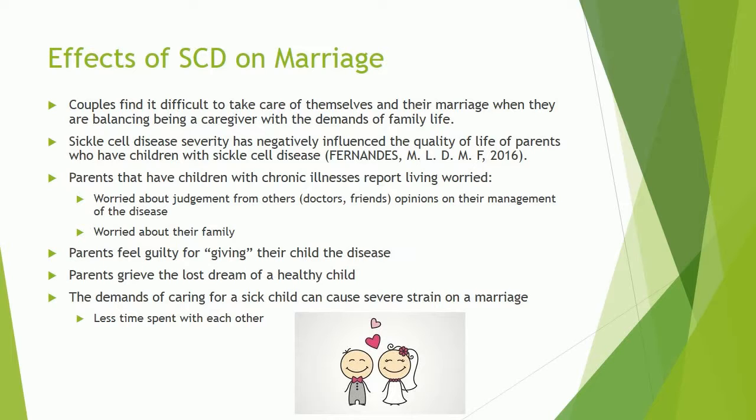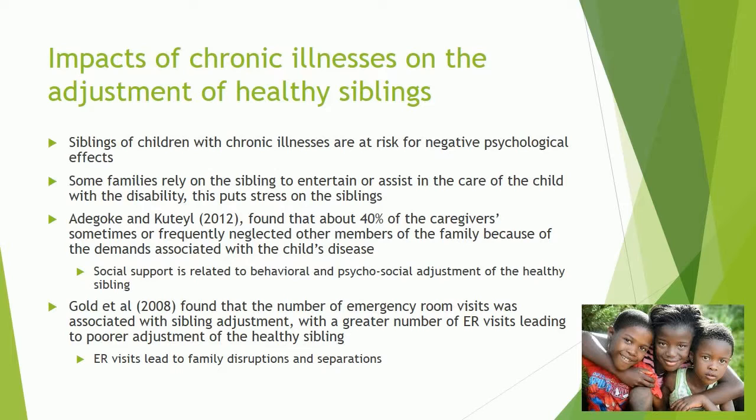The demands of caring for a sick child can cause severe strain on a marriage and result in less time spent together. Siblings of children with chronic illnesses are at risk for negative psychological effects. Some families rely on the sibling to entertain or assist in the care of the child with a disability. This puts stress on the siblings.